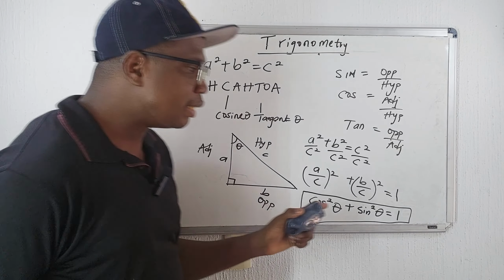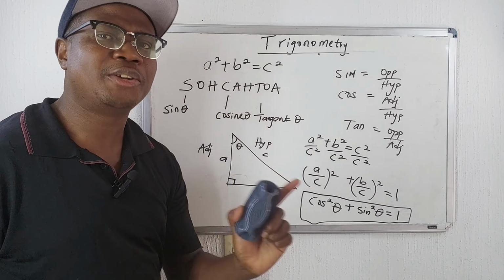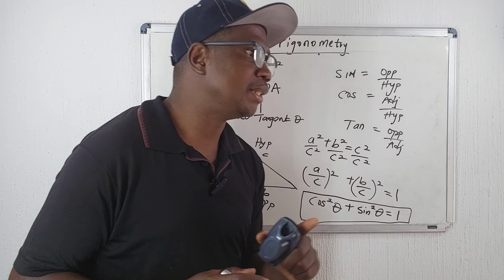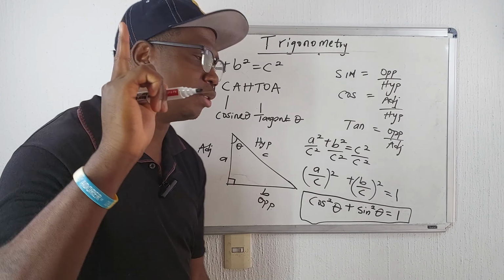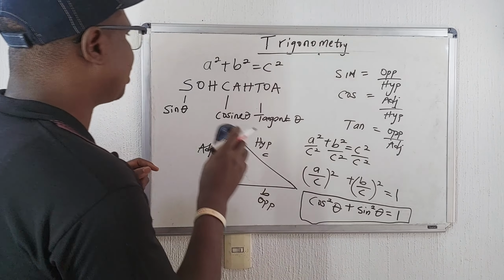Now, this expression is true for every value of theta because it's called an identity. It's different from an equation, because an equation is true for only one value of x. Okay. Now let's do some other thing.